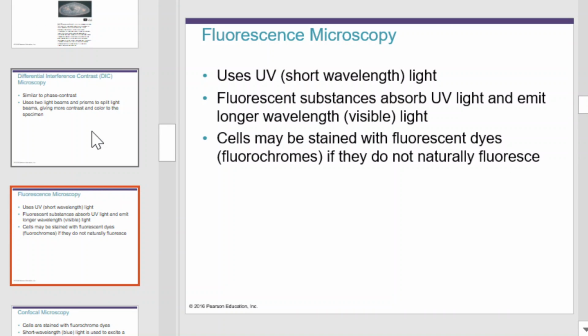Fluorescence microscopy uses UV or short wavelength light. Fluorescence substances absorb the UV light and emit longer wavelength visible light back. Cells may be stained with fluorescent dyes or fluorochromes if they do not naturally fluoresce.